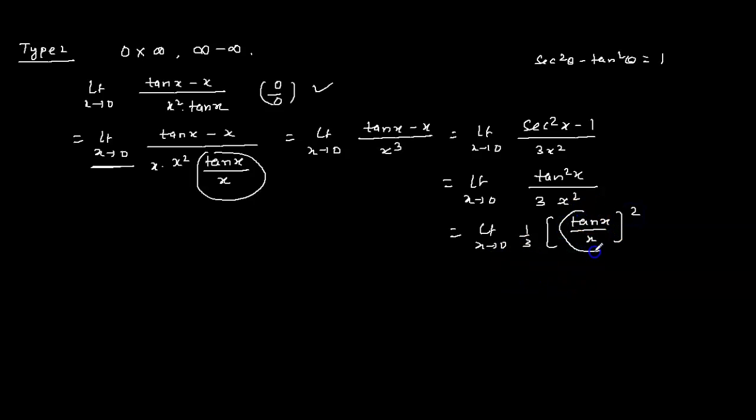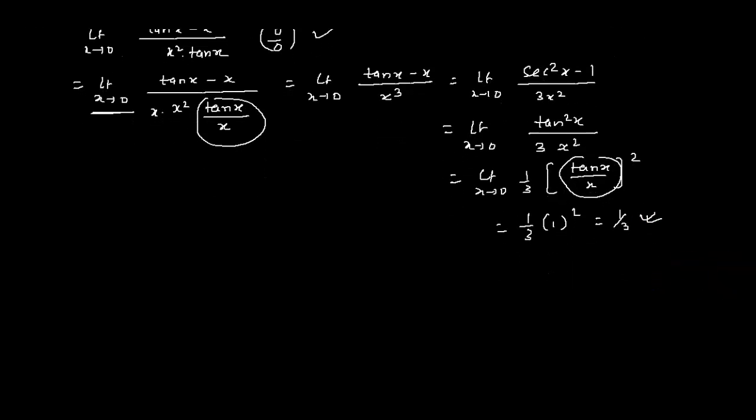And this value is what? How much? 1 only. So 1 by 3 into 1 square is what? 1 by 3 only. So this is the answer you can write it. Okay. Getting? Yes, sir. So if infinity by infinity is given, same only you have to do it. Okay, one more question, so I will do it for the infinity by infinity. Limit of x tends to 0, consider it to given here.